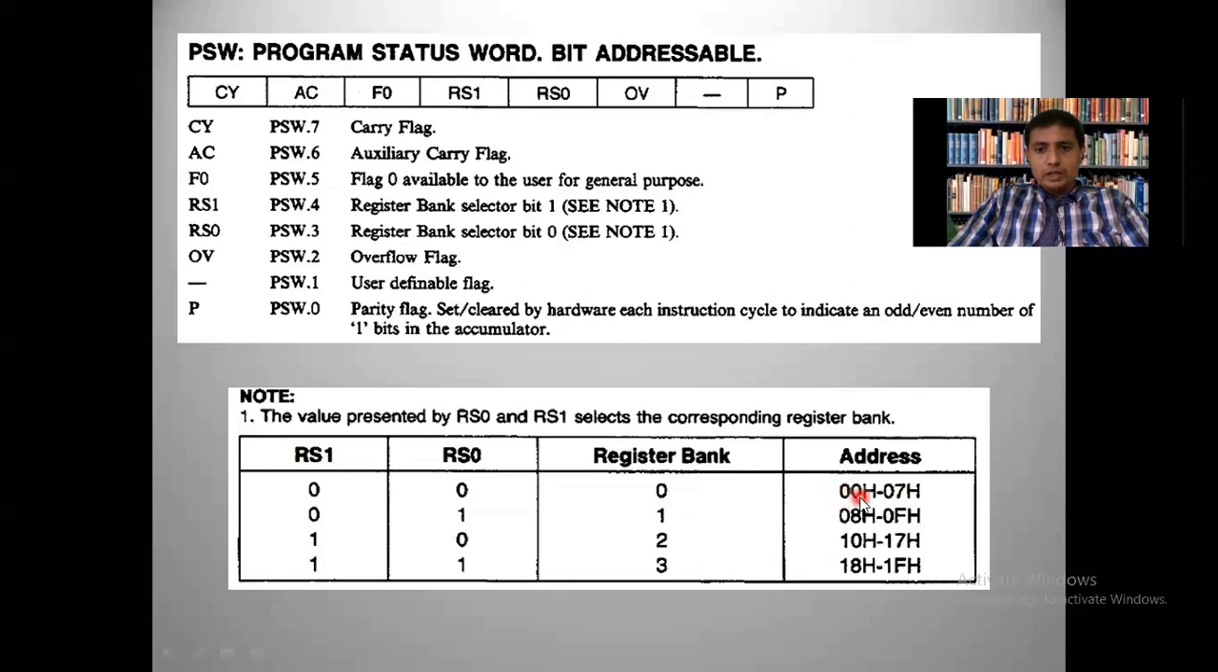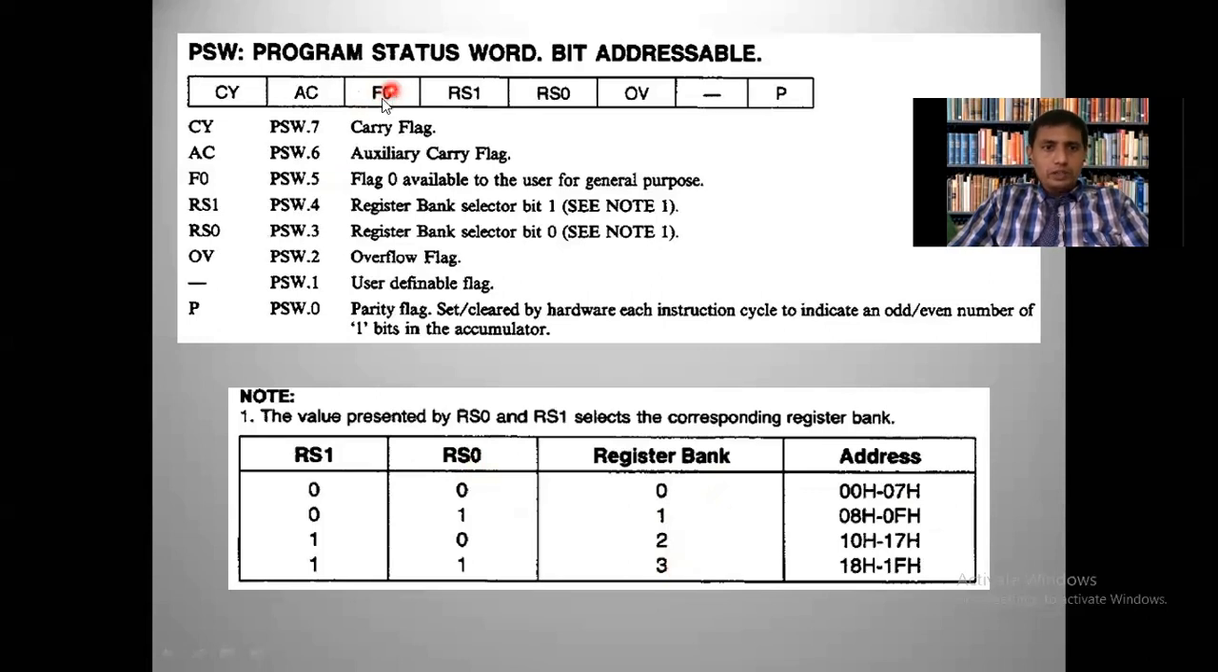If it is bank 0, what is the address range? Each bank has 8 bytes, so the address of bank 0 is 00 to 07. Bank 1, after 07, is 08 to 0F. Here also 8 bytes, 8 bytes, 8 bytes, like that, 32 bytes related to general purpose registers. At a time, how many banks are we selecting? Only one bank, based on the selection of the RS1 and RS0 bits. That's why with the help of RS1 and RS0, we can select individual banks of internal RAM, bank 0 to bank 3. Each bank has 8 registers, R0 to R7. At a time, we are taking one set of R0 to R7 registers.